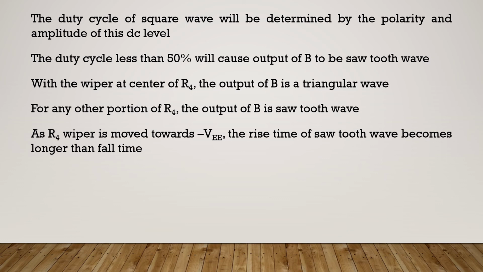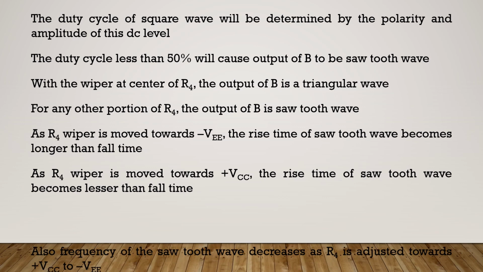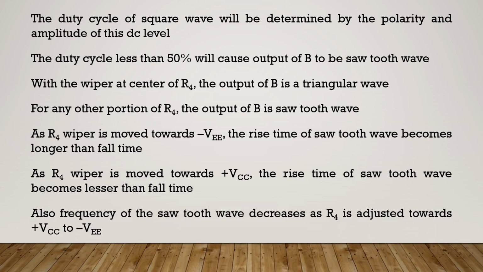As the R4 wiper is moved towards minus VEE, the rise time of the sawtooth wave becomes longer than the fall time. As the wiper of R4 is moved towards plus VCC, the rise time of the sawtooth wave becomes less than the fall time. This is how we can achieve the sawtooth wave from a triangular wave generator. Also, the frequency of the sawtooth wave decreases as R4 is adjusted from plus VCC toward minus VEE, and this is how the duty cycle adjustment is done.